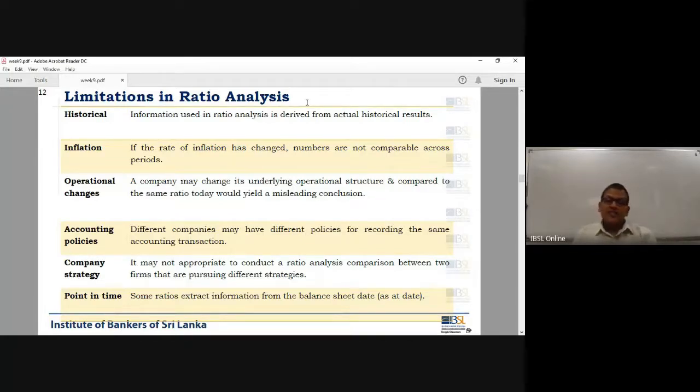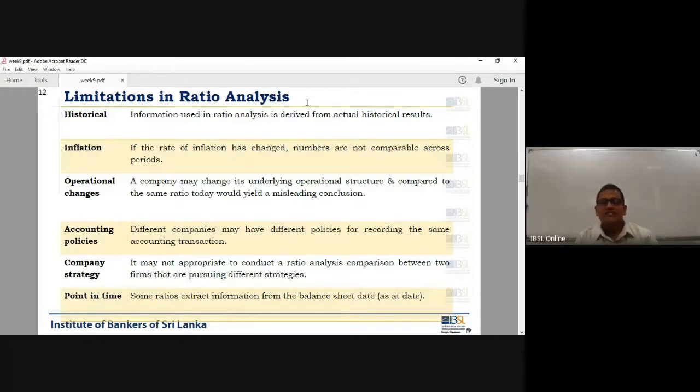And accounting policies. Different companies may have different policies for recording the same accounting transaction. And company strategy. It may not be appropriate to conduct a ratio analysis comparison between two firms that are pursuing different strategies.